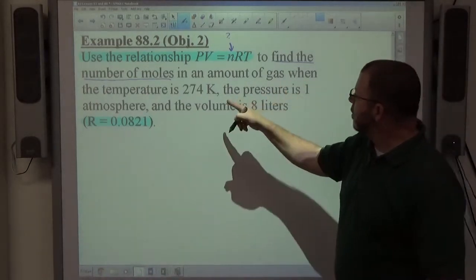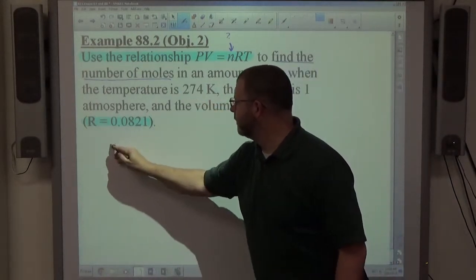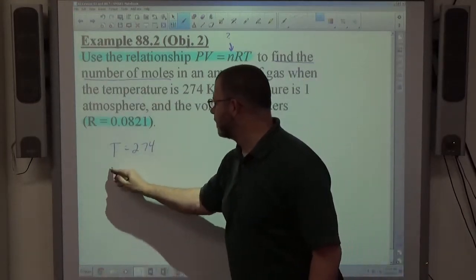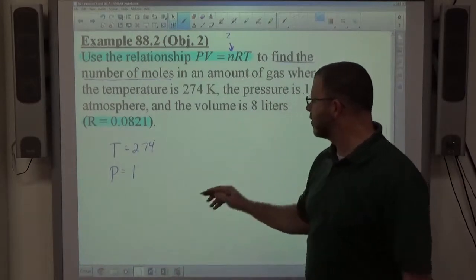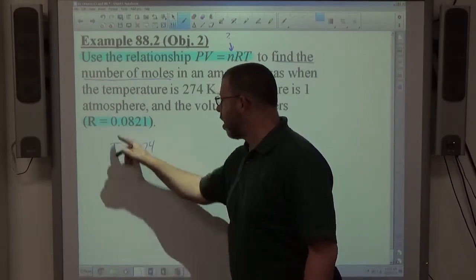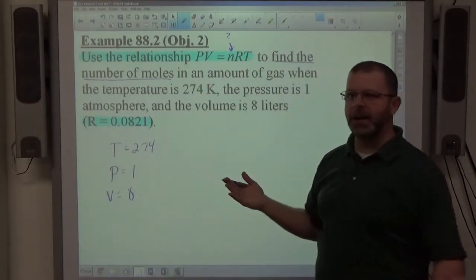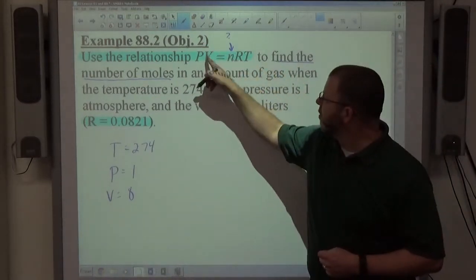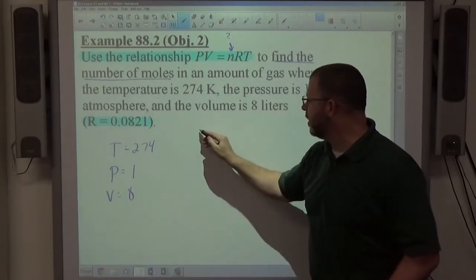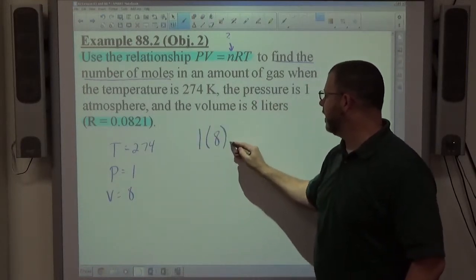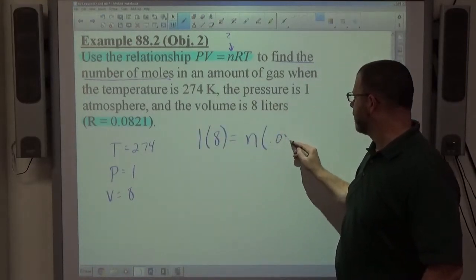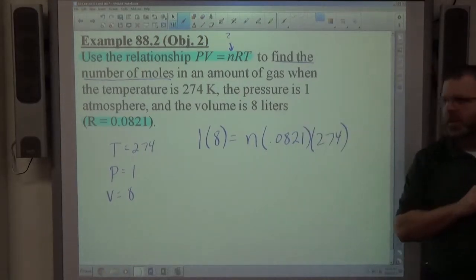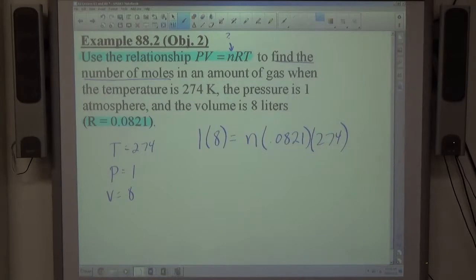So the temperature is 274. The pressure is 1 atmosphere. The volume is 8 liters. R is 0.0821 and find n. So if I just substitute everything into this formula, P times V is equal to n times R times T. P times V equals n times R times T. Creates a pretty basic equation, right?